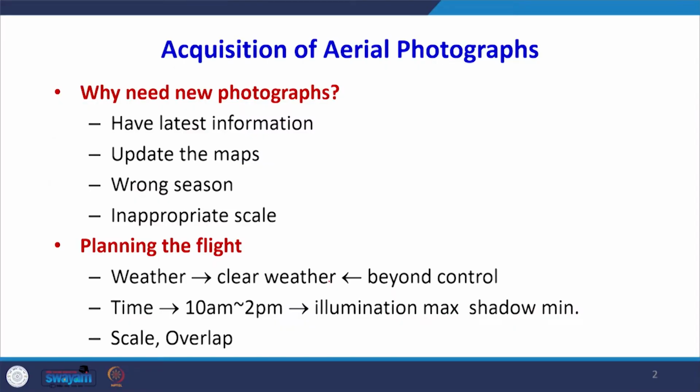Acquisition of the aerial photograph is the first thing when we want to deal with aerial photographs. We need new photographs every time because the information on the ground is changing very fast. So, we need the latest information. We have to update the maps with the help of the latest photographs, and sometimes we have to carry out, say, Rabi mapping when we have the Kharif crop season photographs. So, we require photographs of different seasons.